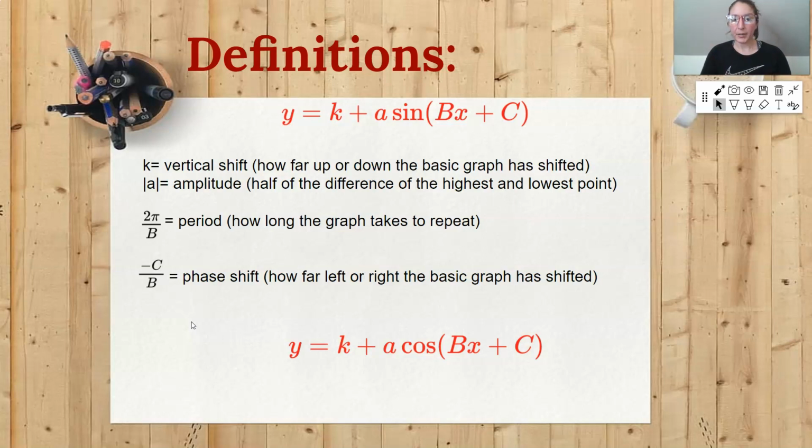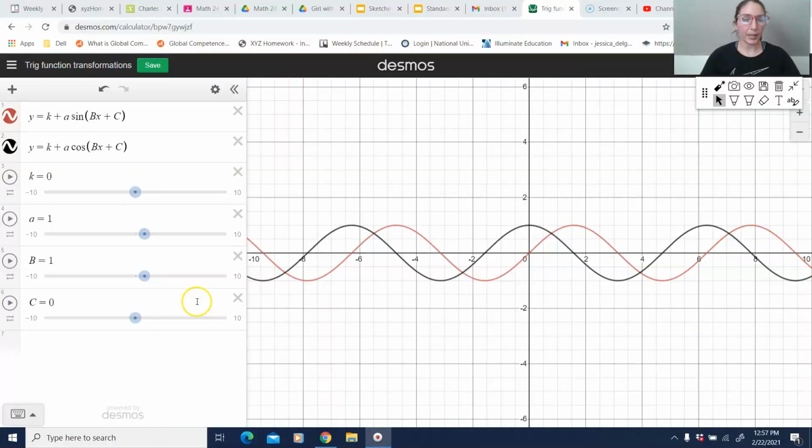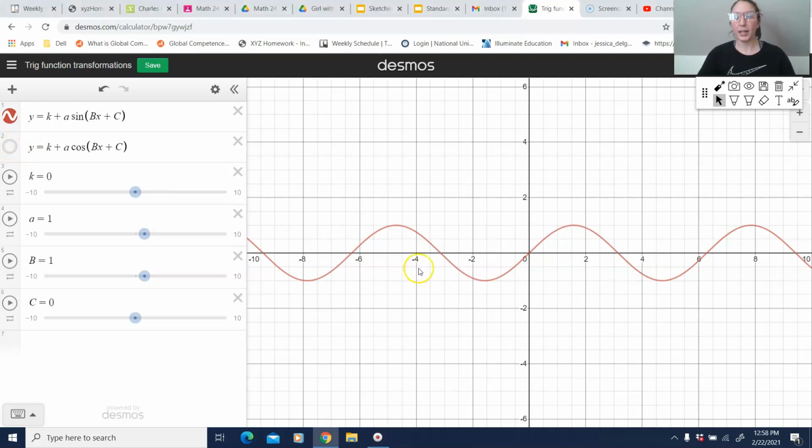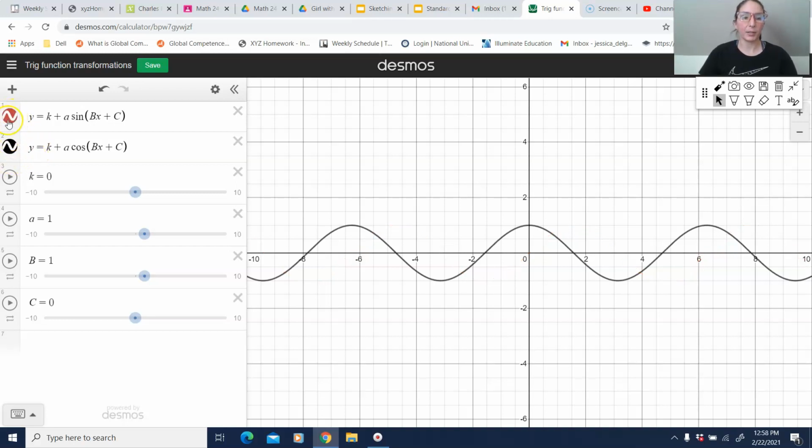So let's go on to a live graph and see how each one of these variables affects our sine and cosine graph. Okay, here in the Desmos software, we can see we have a sine graph and a cosine graph. And right now, k, a, b, and c are all set so that both of these graphs are just the base equation. This is sine of x. This is cosine of x with nothing else added in. Now, each one of these little sliders, as I play with them, they're going to change the k, a, b, and c in here, and we'll visually see how these guys actually affect our graph.